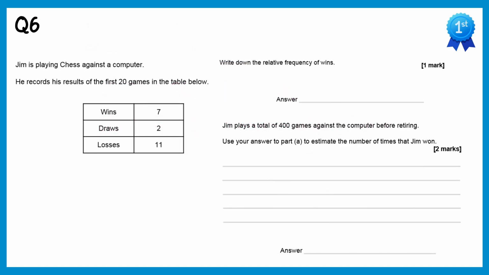The first part of this question asks us for the relative frequency of wins. So if we look in the table, we can see there were 7 wins, and altogether there were 20 games. So the relative frequency is 7 over 20. For the next part, we need to find out an estimate for the number of times that Jim won. Well, he wins with a relative frequency of 7 over 20, and he plays 400 games in total, so we just times this by 400. You can do this using your calculator, and you'll get 140.